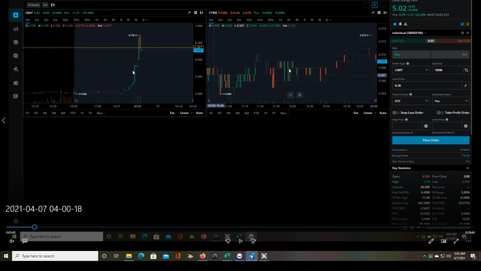So here's CBAT, which you can see is just making all new highs and kind of trading out of nowhere. No one's been trading it for a while. The volume's been very low yesterday and in the aftermarket up until the very end, it looks like. So that's always a good sign that more buyers are going to come in and continue to push the stock higher.